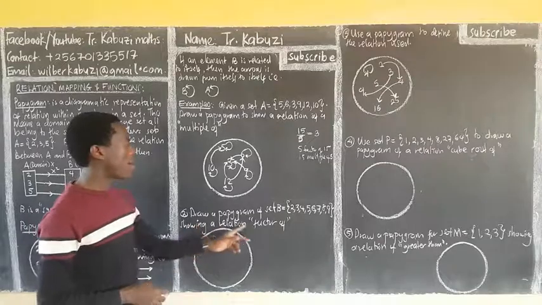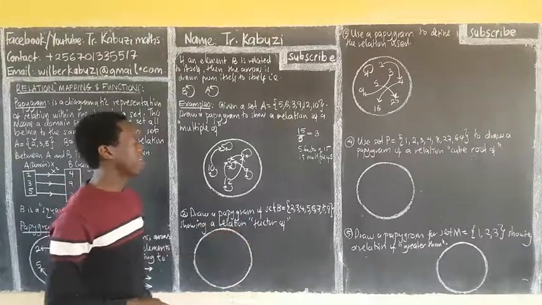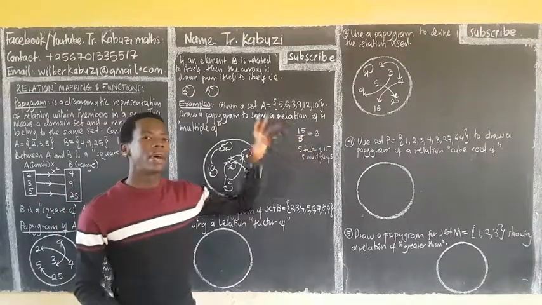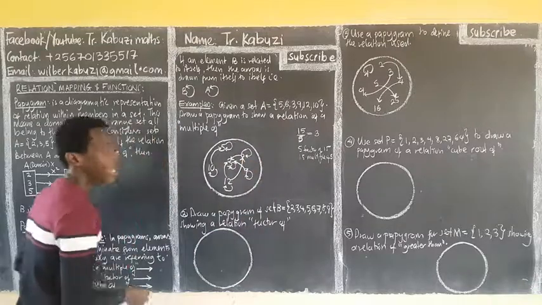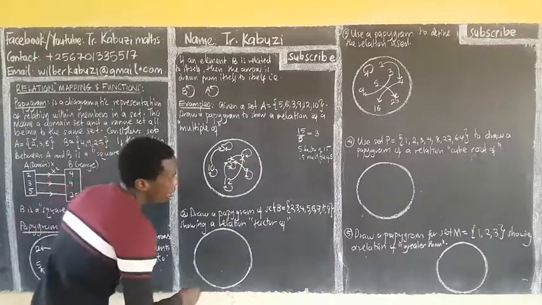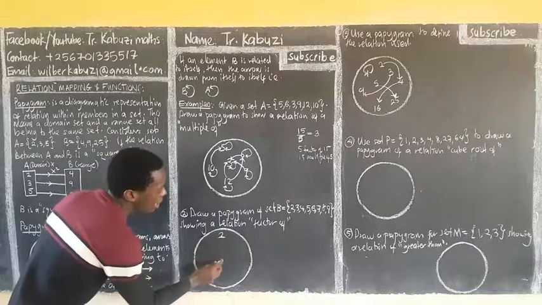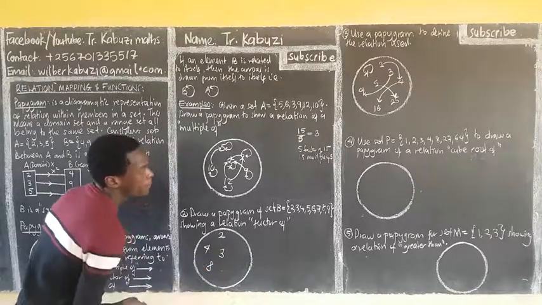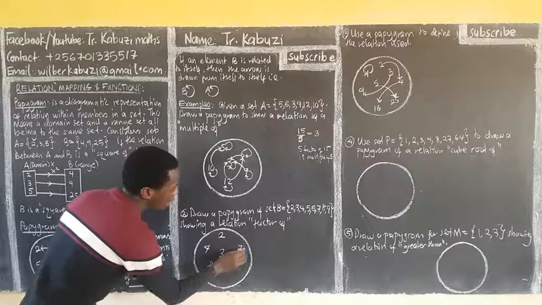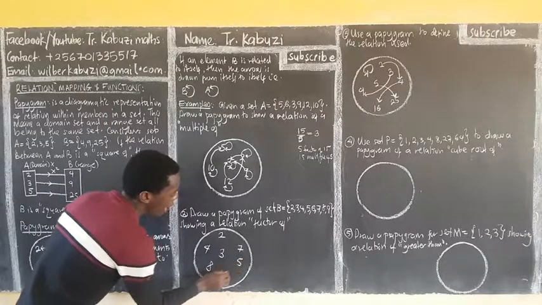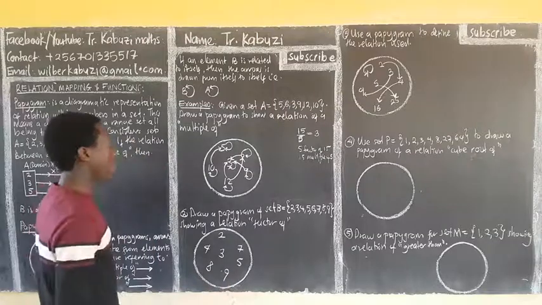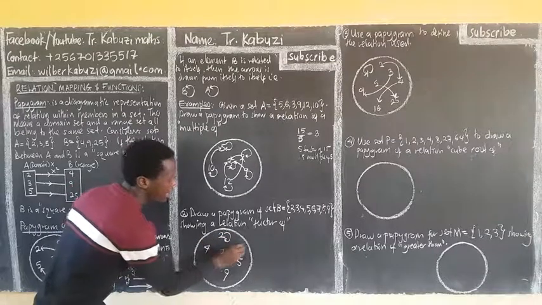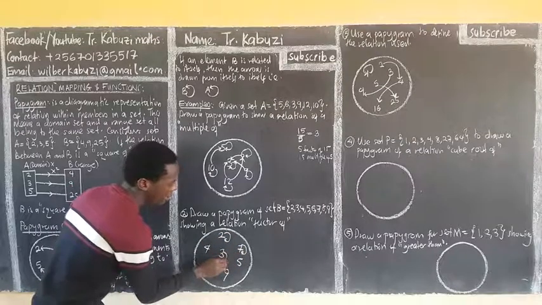Now, the papygram of set B showing the relation factor of. A factor is a number that divides another number without giving a remainder. But any number is a factor of itself first of all. So we write them randomly. I have 2, I have 3, I have 4, I have 8, then I have 7, I have 5, I have also 9. We start with any number is a factor of itself, so that's what we start with. This is a factor of itself, this is a factor of itself.